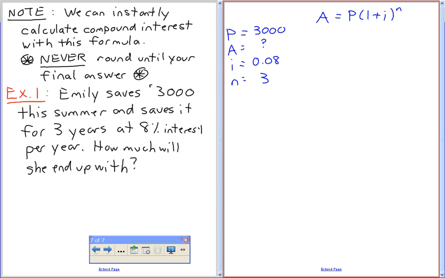So again, 8% has to be changed to a decimal, 0.08. Are we feeling okay with those four things? And again, what Alan said is a common thing. P is your start, A is your end. That's the only distinguishing change.